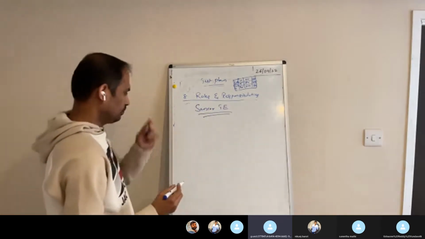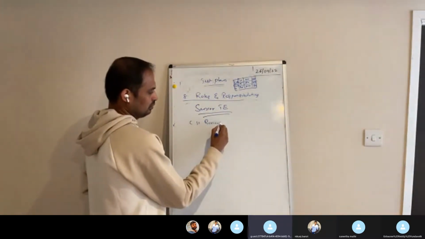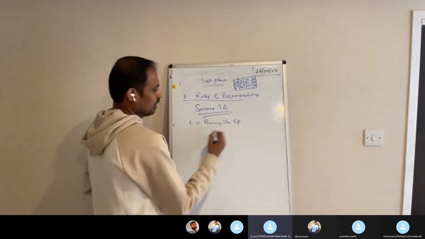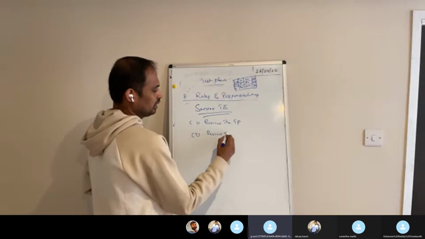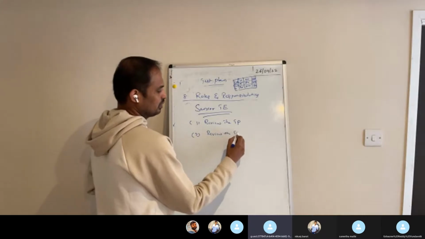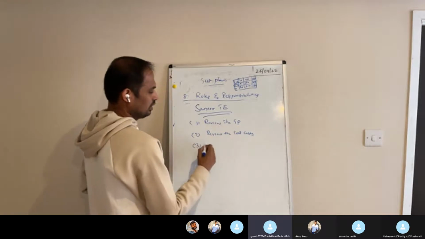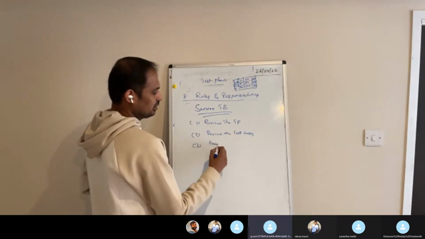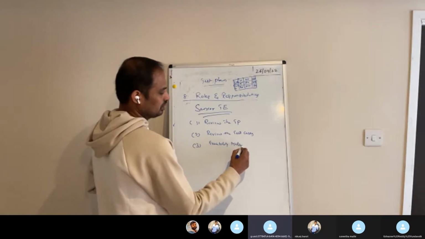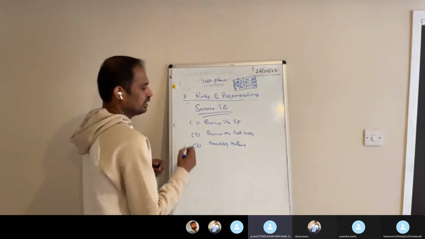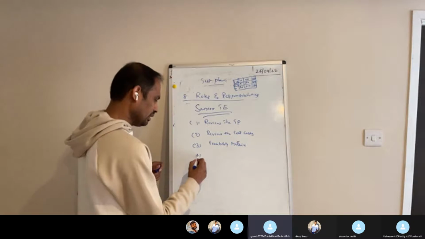So senior test engineer will review the test plan. Okay. Review the test cases. Okay. Write the traceability matrix. Prepare the traceability matrix. Okay. These are the things that he is going to do. He will also be executing the test cases.